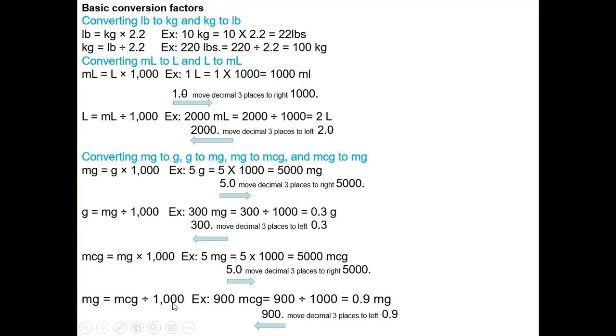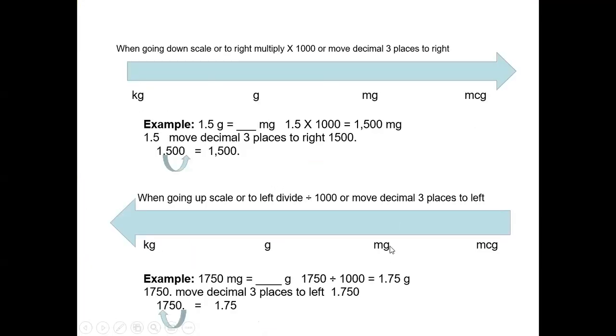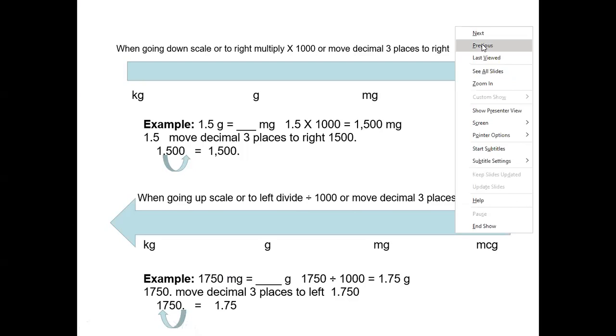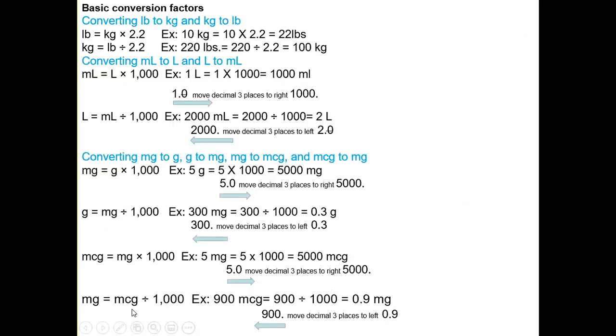If we're going from micrograms to milligrams, remember I just showed you that. Now we're going up the scale or to the left. So we're going to divide by 1,000 or move that decimal 3 places to the left. Micrograms divided by 1,000: 900 micrograms equals 900 divided by 1,000, or 0.9 milligrams. Move the decimal 3 places to the left, 1, 2, 3. So 900 micrograms would be 0.9 milligrams.